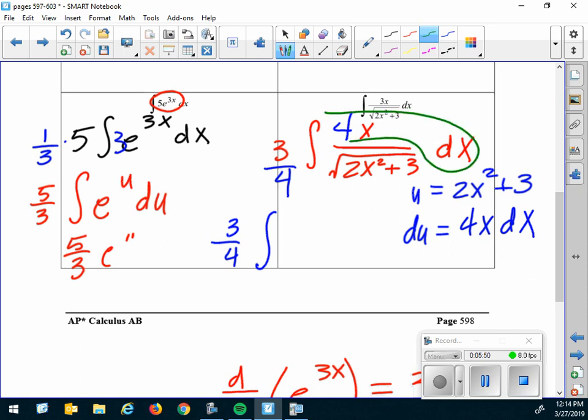What do I replace all this right here with? That's du, right? 4x dx, that's du. And what's on the bottom? Square root of u. Good.